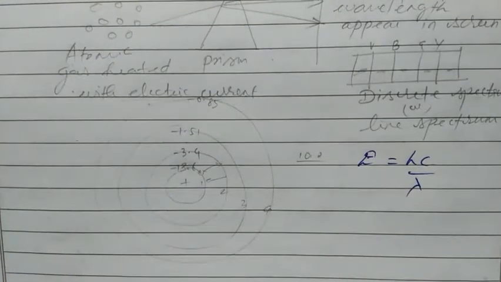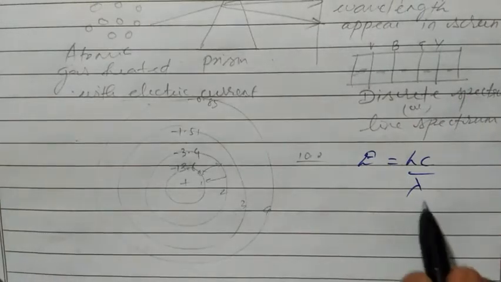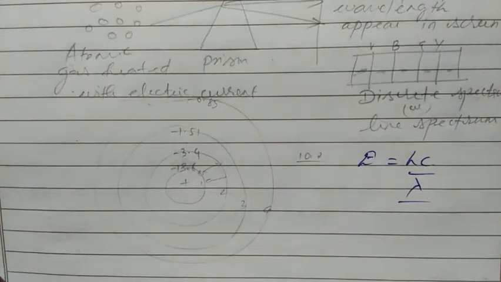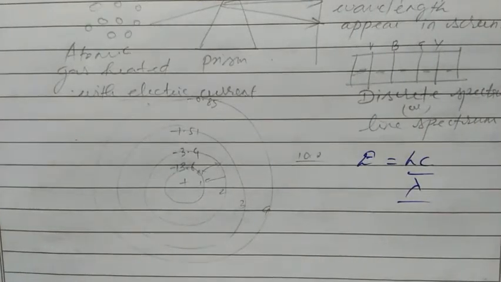wavelength. Why we have different colors in VIBGYOR? Why we have 7 colors? How we segregate 7 colors? We can segregate 7 colors with the help of wavelength. Okay, so all the colors exist only because of the wavelength. When the wavelength is increased, the color will change.